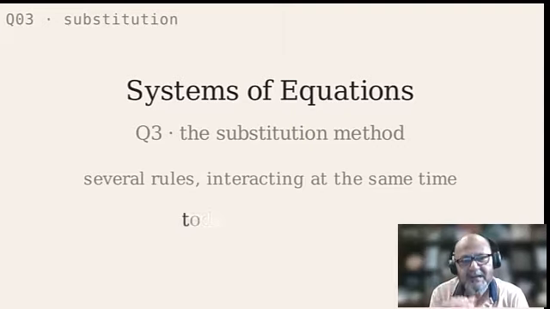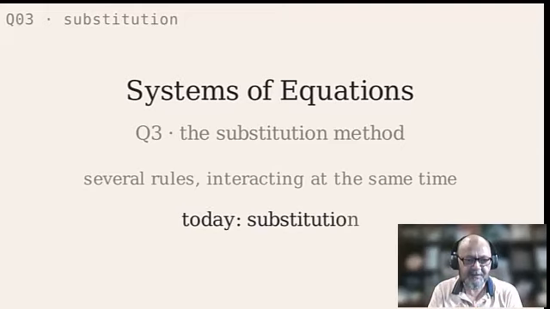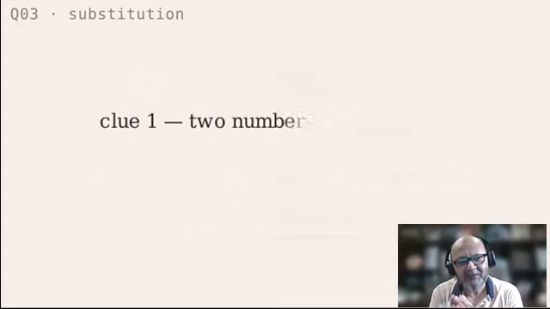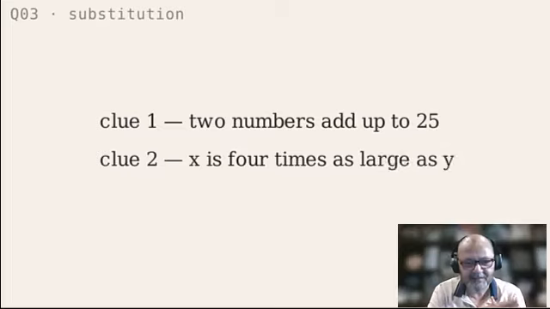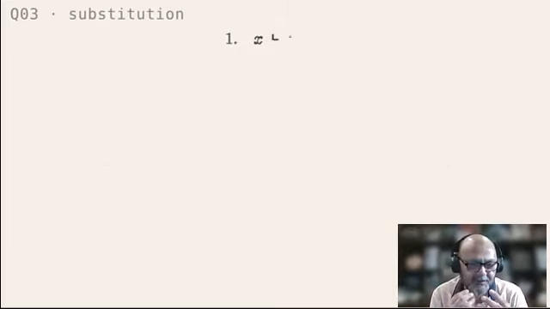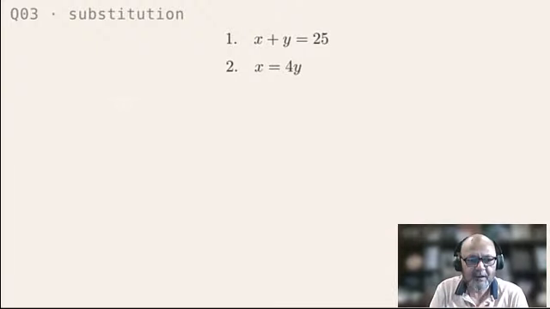Today, we are going to learn how to solve a system by leveraging its structure using the substitution method. So the mindset should be that you imagine you're a detective investigating a mystery with two clues. Clue one: two numbers, x and y, add up to 25. Clue two: the first number x is exactly four times as large as the second, y. So in algebra, we write these clues as a system of equations: x plus y equals 25 and x equals 4y, right?